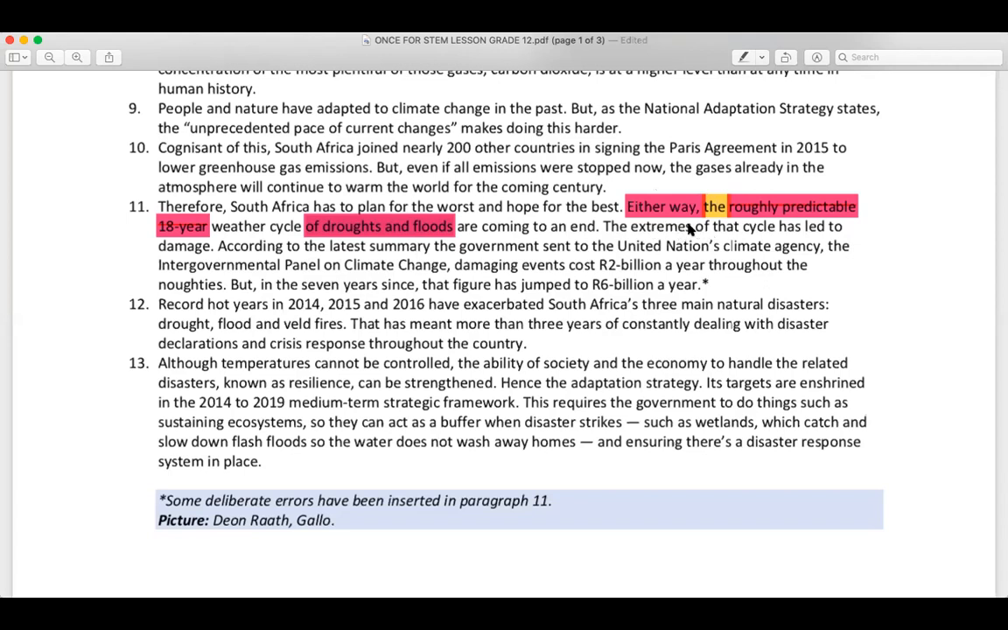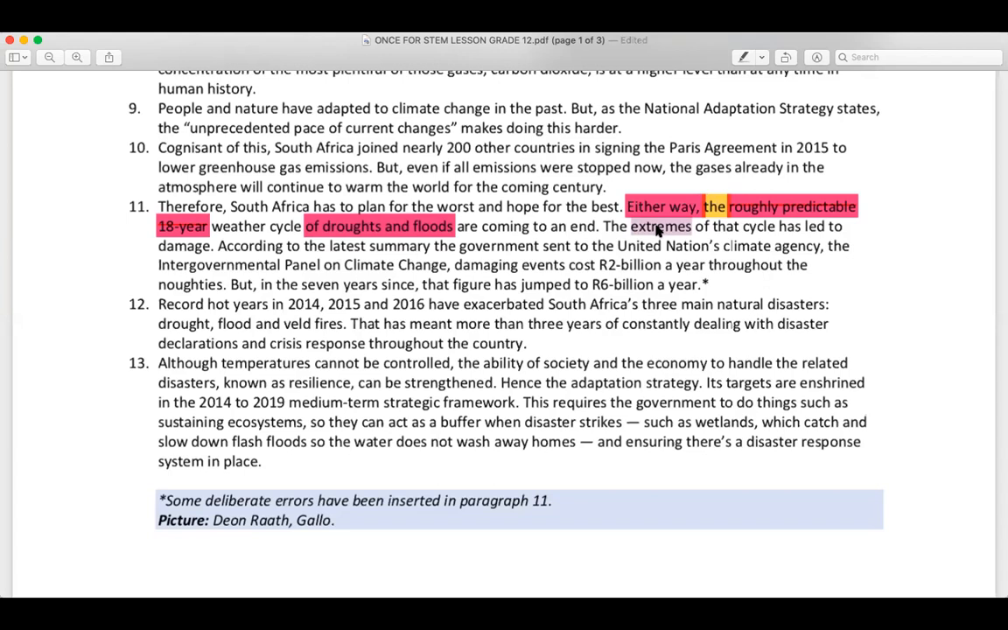Again, look at what are we talking about? Are we talking about the cycle or this weather cycle here? What are we talking about? Are we talking about the extremes? Look at the subject. Lovely. The subject is in the plural.